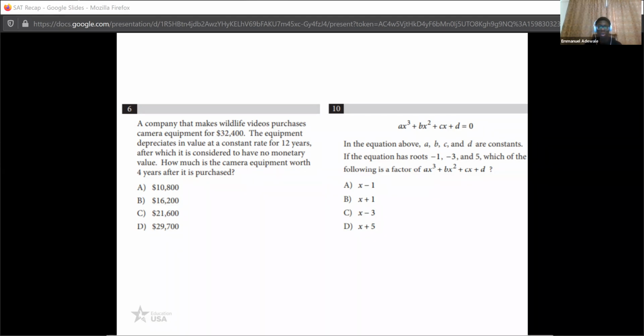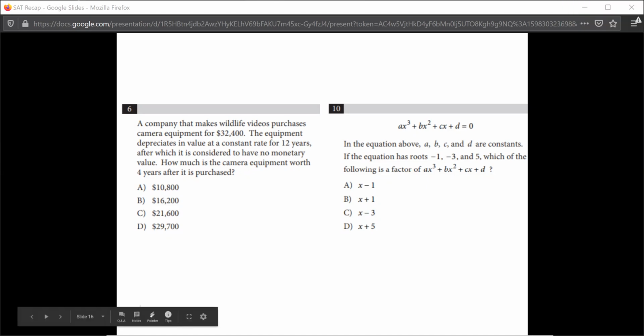Okay, so the correct answer for question 10 is in fact B. Would anybody who answered this correctly like to explain how they went about solving it?